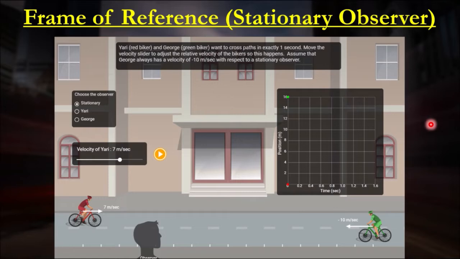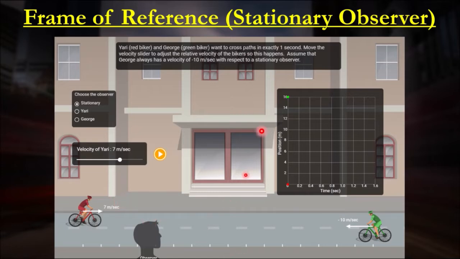Okay, so when we're talking about relative velocity, we need to firstly discuss a concept known as a frame of reference. So in this scenario, I have a stationary observer, I have one bike rider, Yari, and I have another bike rider called George. So Yari and George cross paths in exactly 1 second. We want to actually see, based on the frame of reference of these three observers, how differently does the velocity or the displacement appear to that specific observer.